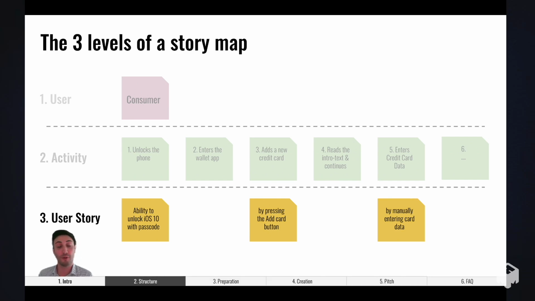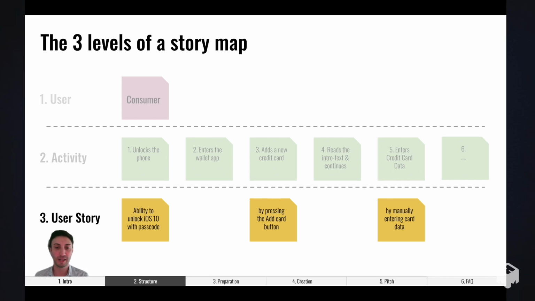That doesn't mean that you, for this little button, have only one story. So, for example, your engineers will later say, oh, we can move that into another story, or we need more stories because it's more complex and there's more backend involved. We don't know yet, but our team will tell us later what to do. So then the consumer is going to read the intro text and continues, and then enters the credit card data by manually entering card data.